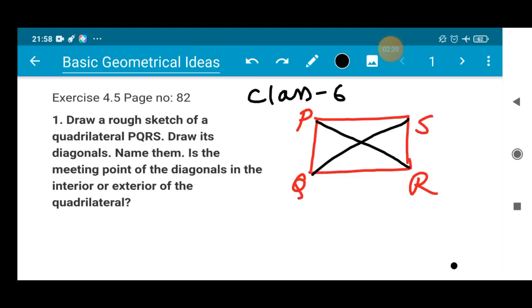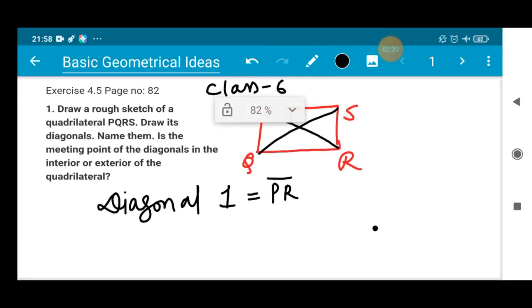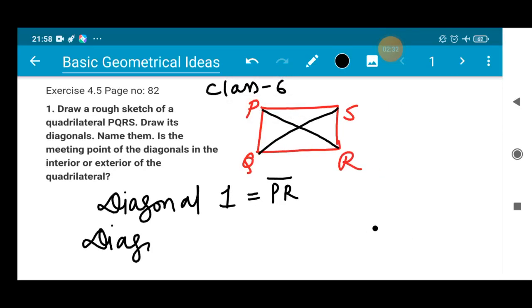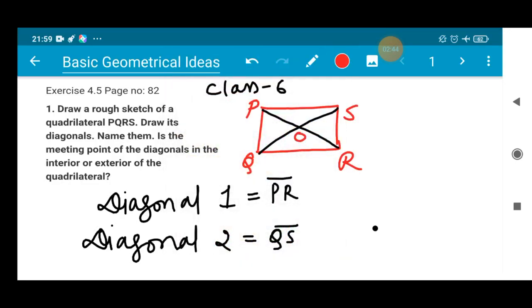Now draw its diagonals and name them. So we have to give the names of the diagonals. There are two diagonals, as I have already told. Diagonal 1 is equal to PR here. This is one diagonal. And what is the name of the other diagonal? Diagonal 2 is equal to QS. Now is the meeting point of the diagonals in the interior or exterior? Wherever it is meeting, let me name it as O.